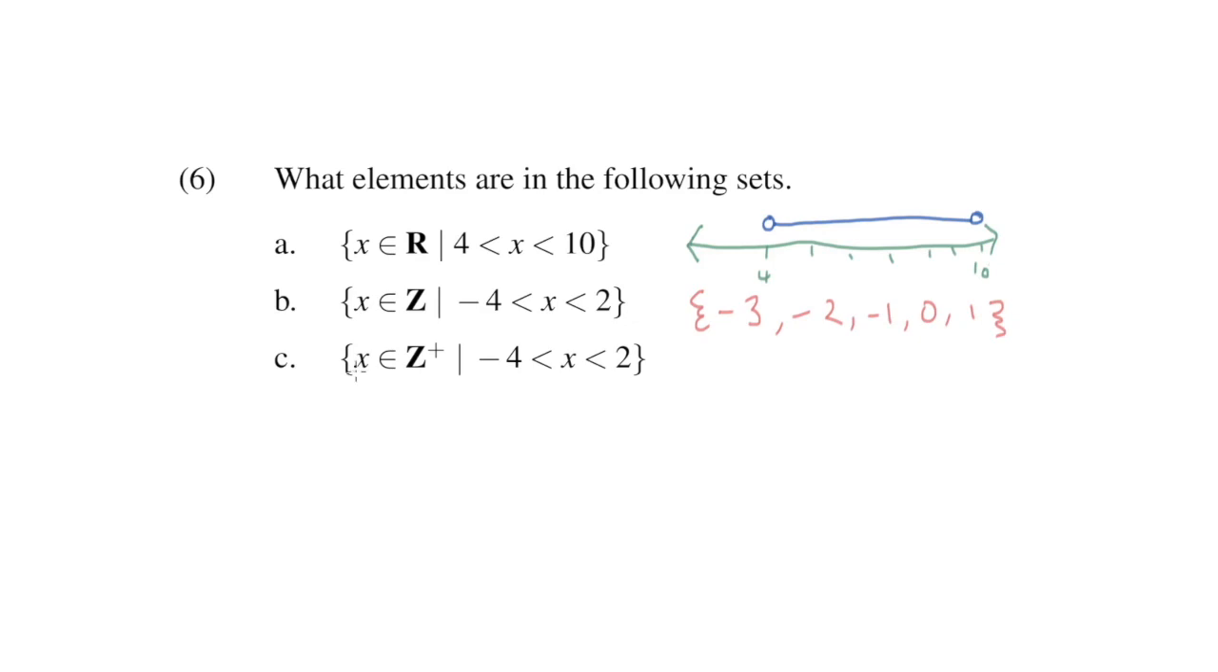Now, C is just the same as B. The only difference is this superscript positive sign. That means we're just restricting to the positive integers, so the integers where x is above 0. So it'll just be the same set as B, except only the positive integers. So we can see that in the set B, there's only one positive integer, namely 1. So this set will only have one member in it. It'll be the set containing 1.